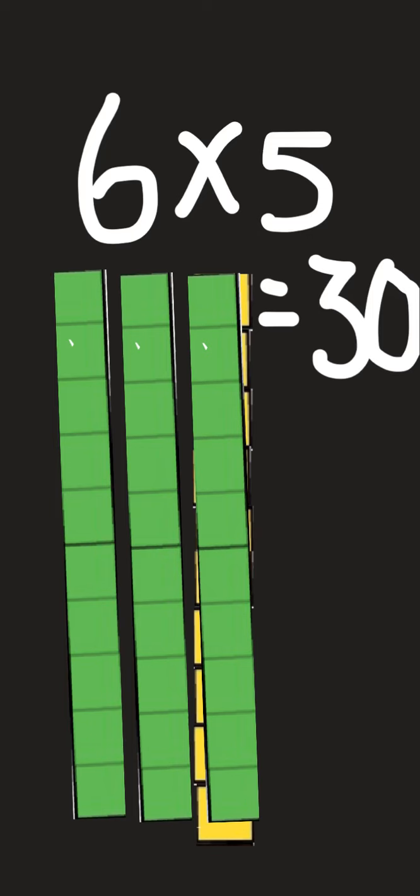Pause the video here and see if you can work out 7x5, 8x5, 9x5, 10x5, 11x5 and 12x5. You could draw your Deans if you need to. Write it in your journal and then play the video again to see if you are right.